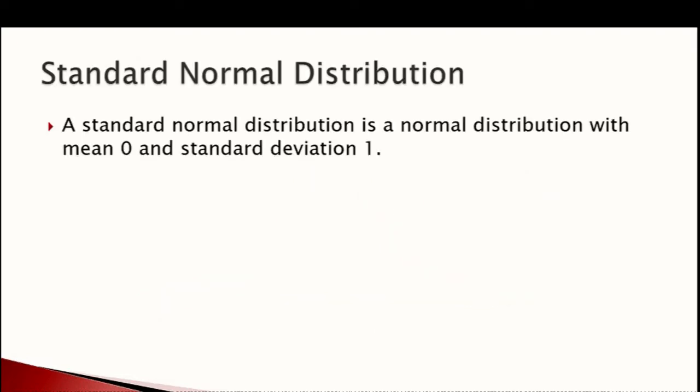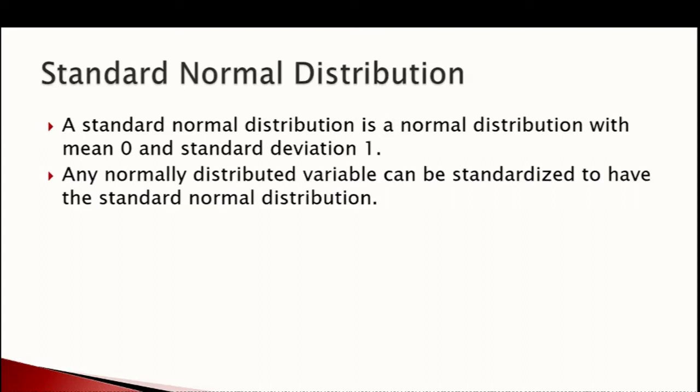A standard normal distribution is a normal distribution with mean 0 and standard deviation 1. Any normally distributed variable can be standardized to have the standard normal distribution, and I will discuss how in a little bit. So the graph above will change slightly, with 0 substituted for where you had mu before and 1 substituted for where you had sigma before. The same goes for the formula you saw.